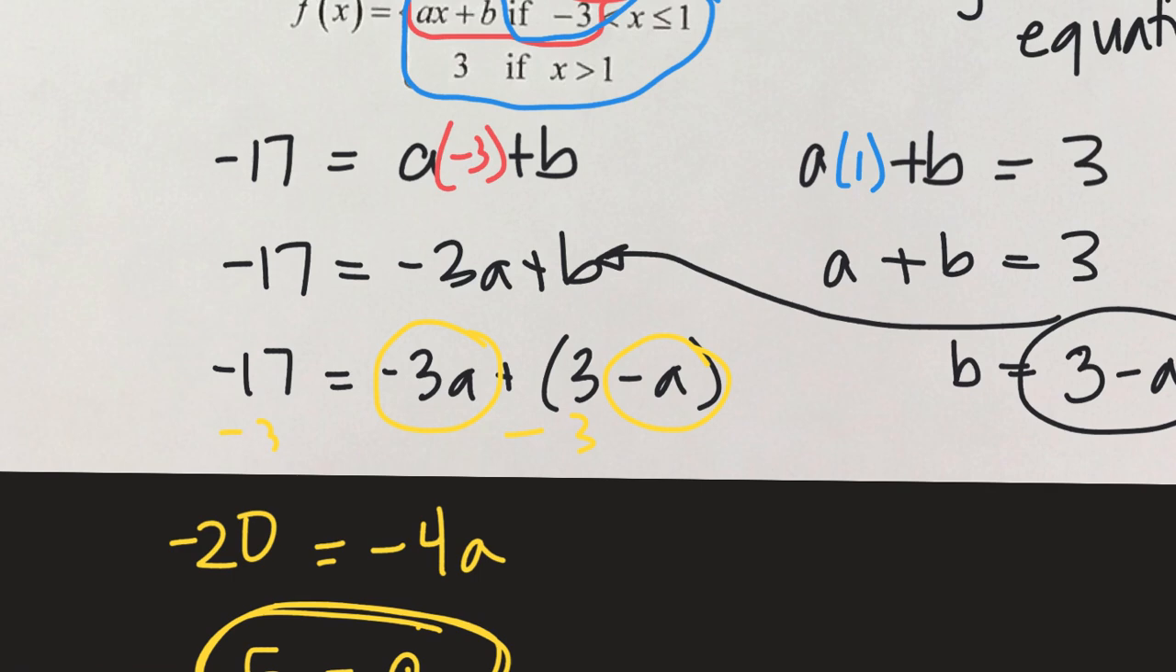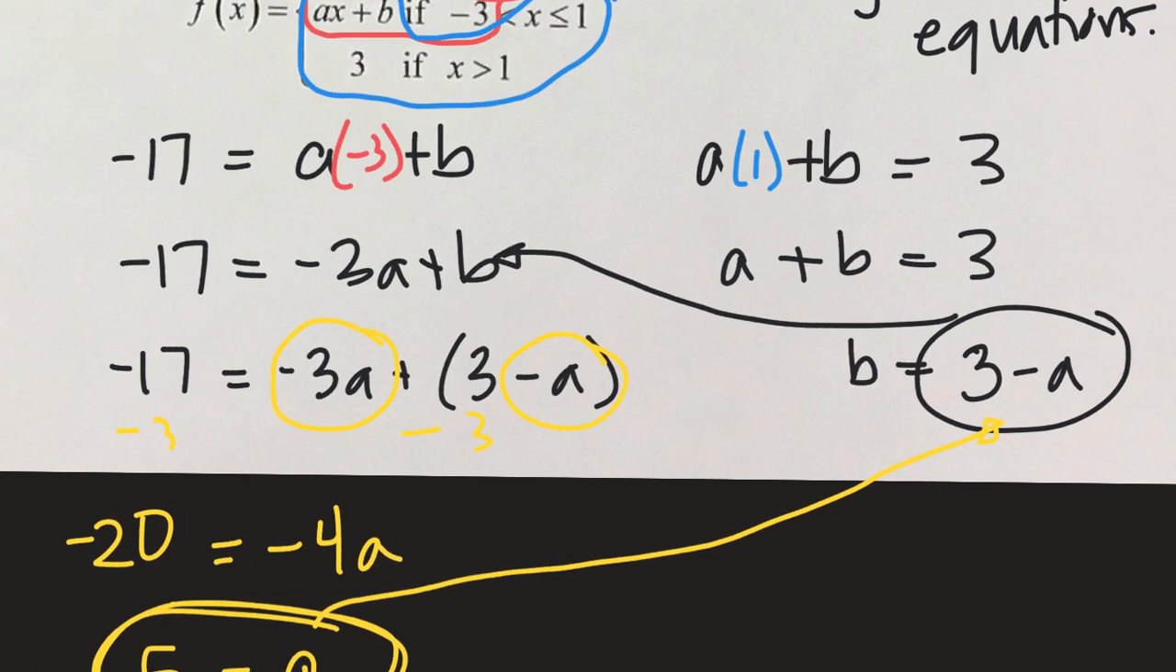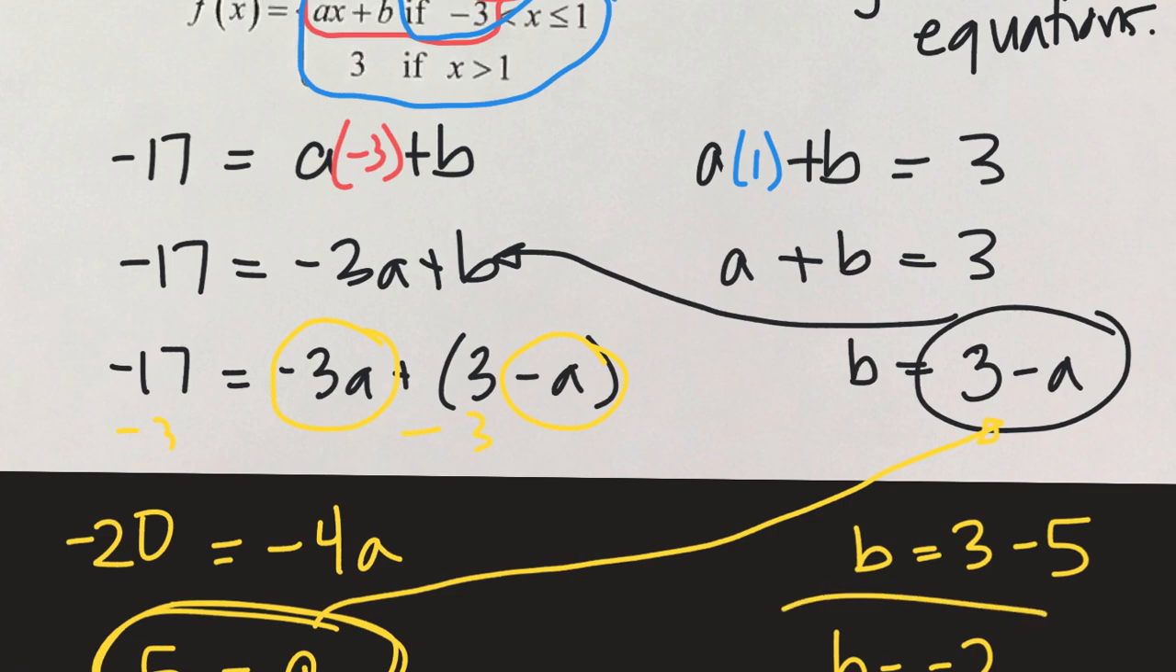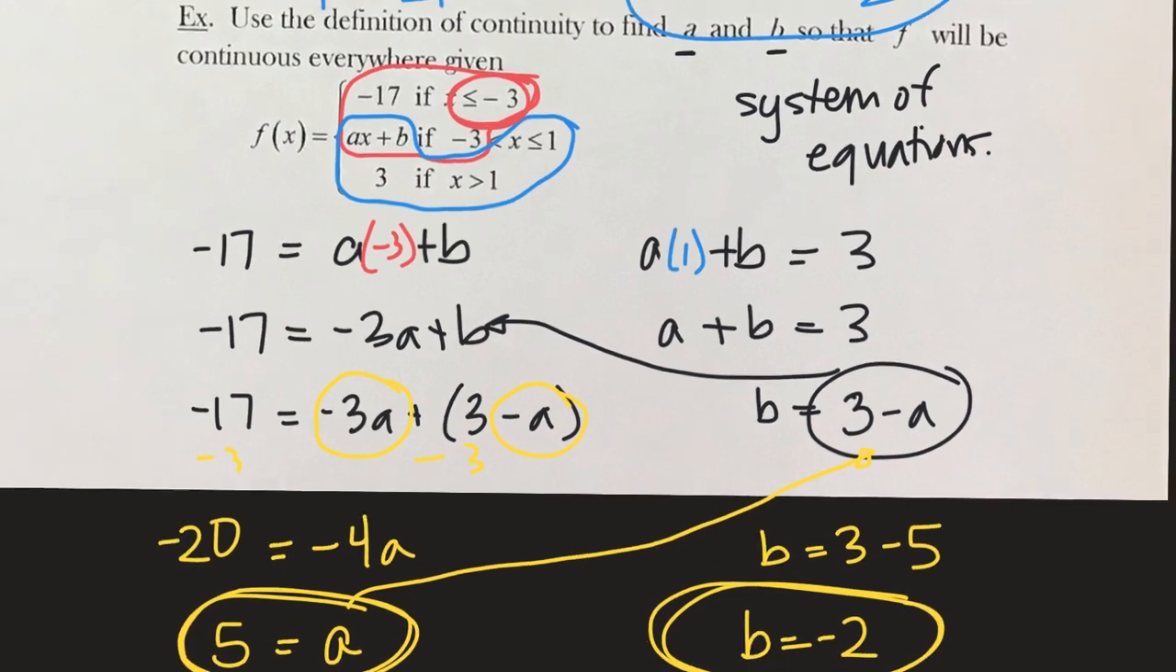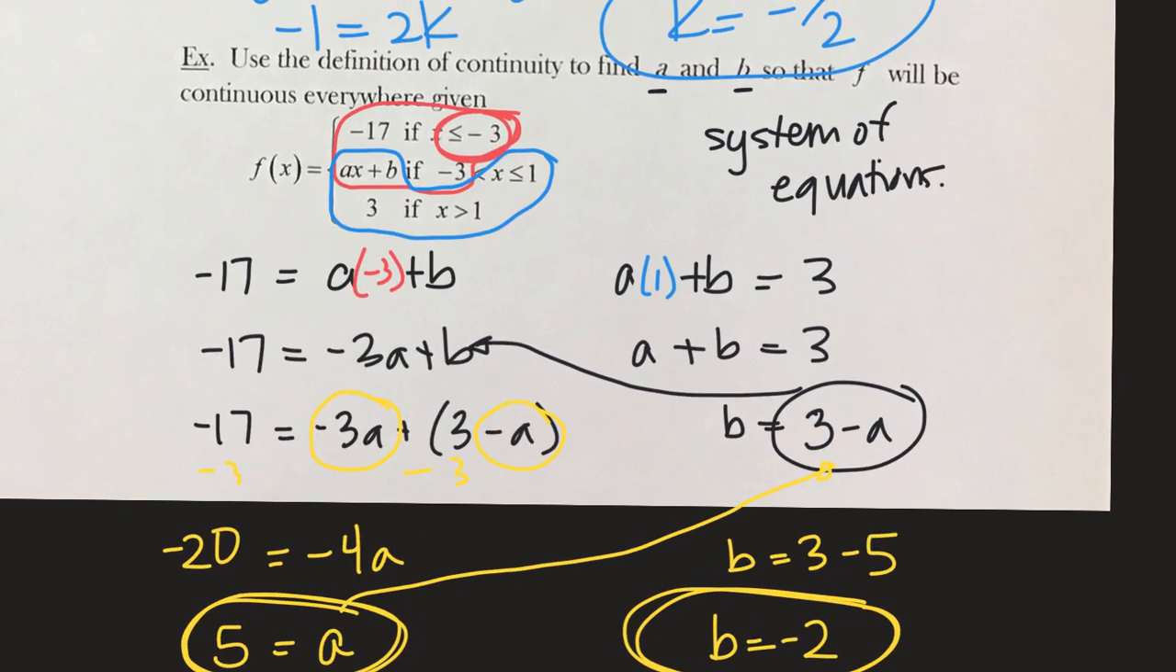So now that we have our a value, we can plug it back in over here. b is 3 minus 5. b is negative 2. So if our values, right, from our equation were 5x minus 2, right, that was our equation, then 5x minus 2 would match up with -17 on the left, and 5x minus 2 would match up with positive 3 on the right, and our function would be continuous at every single value of x.